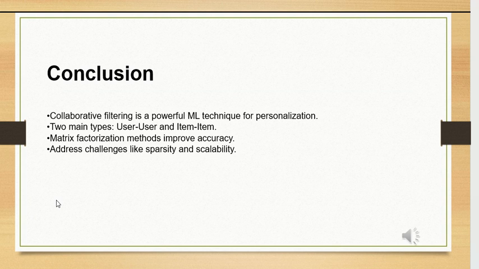Conclusion. Collaborative filtering is a powerful ML technique for personalization. The two main types are user and item. Collaborative filtering is highly effective in personalizing content. Item-based methods and matrix factorization are commonly used in production systems. Solving technical challenges like cold start and sparsity is critical for success.